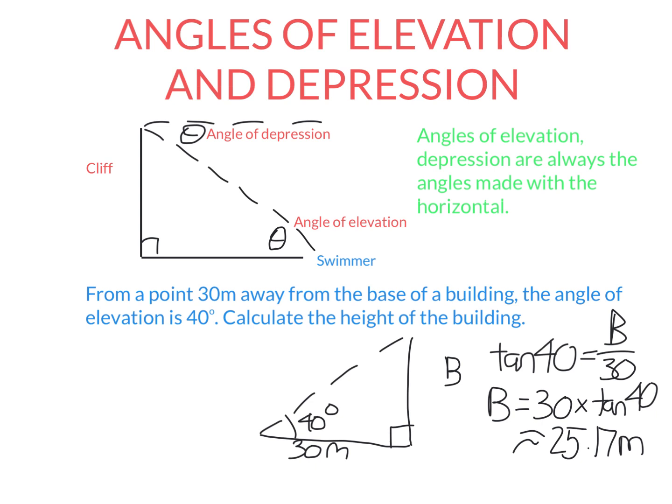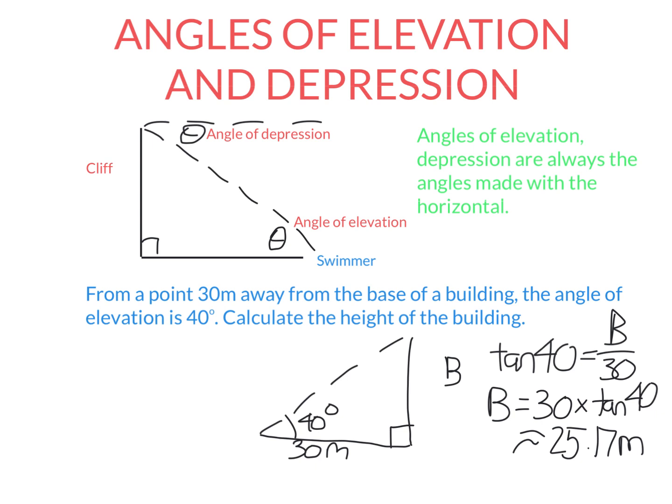So this shows where trigonometry can be used in real life. It's not practical to measure the height of a building. It's really easy to measure how far you've walked from the base of a building, and you can easily measure angles of elevation and depression using a clinometer. So that allows us to calculate the heights of things that are inaccessible.